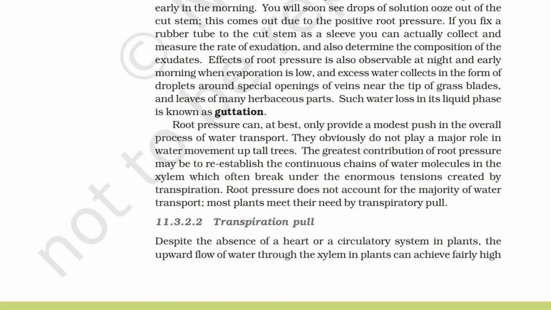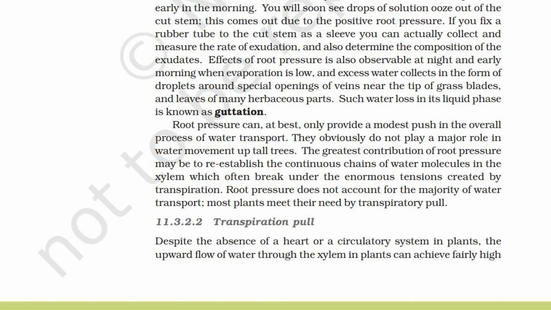Effects of root pressure are also observable at night and early morning when evaporation is low. An excess of water collects in the form of droplets around special openings of veins near the tip of grass blades and leaves of many herbaceous parts. Such water loss in its liquid phase is known as guttation.